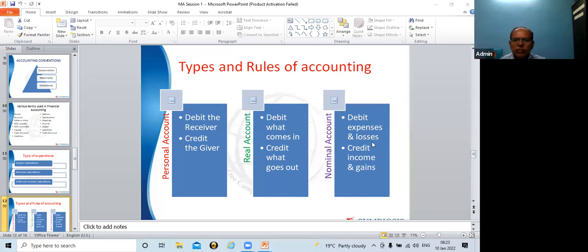Or losses. Losses in the sense, suppose goods are lost because of fire or due to some natural calamities, if there is a loss, that loss should be debited.